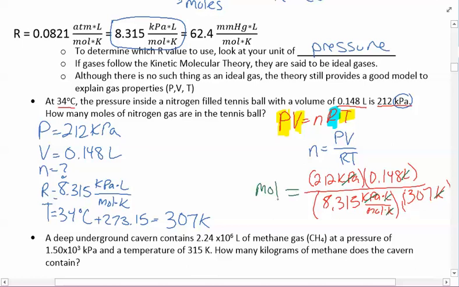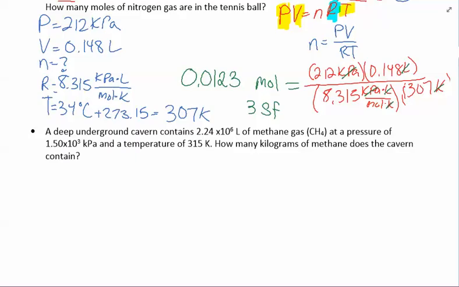So now we can calculate this. Just like before, with sig figs, we're taking a look at the quantities that we have. We're going to be limited by actually most of our values. We have 3 sig figs in all of them, so we're going to have 3 sig figs in our answer. So we end up with 0.0123 moles inside our tennis ball, which makes sense if you consider the size of a tennis ball. So this was a very small example. In the next one, we have a larger example.